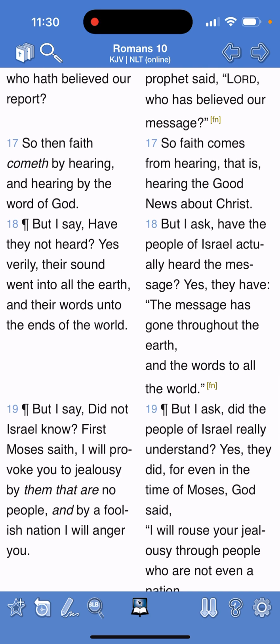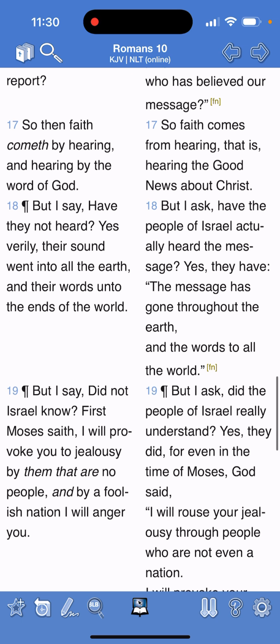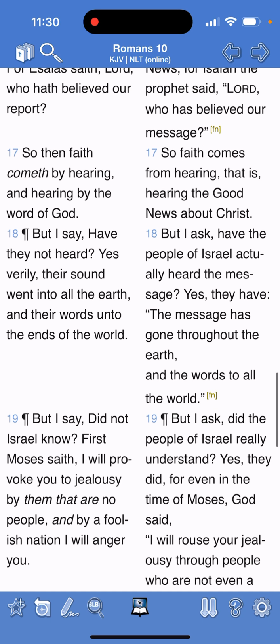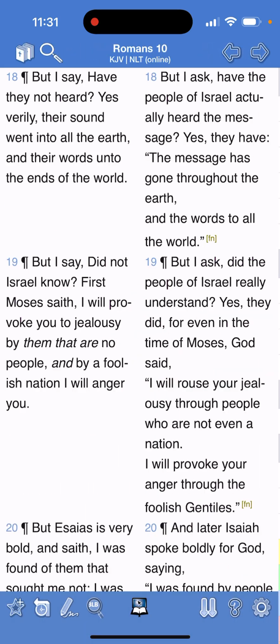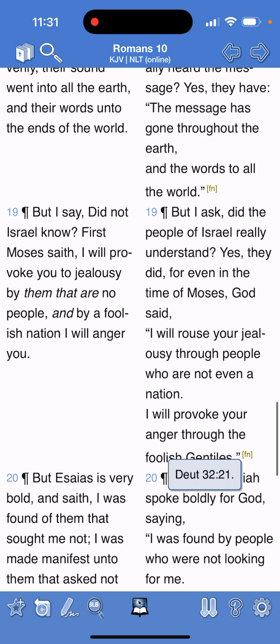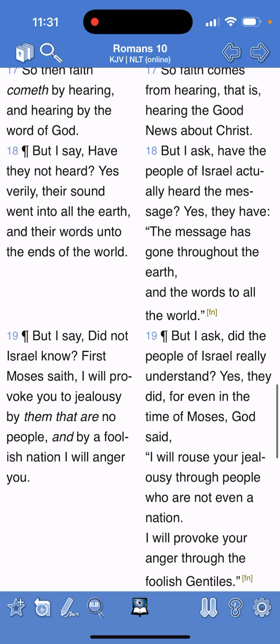And we look at it in the NLT. Look at verse 18. It says, but I ask, have the people of Israel actually heard the message? Yes, they have heard. The message has gone throughout the earth, and the words to all the world. Okay. All of Israel have heard it. Now, brothers will say, oh, well, the northern kingdom. And you see there's a footnote there. Why is there a footnote? Because he's quoting a verse.